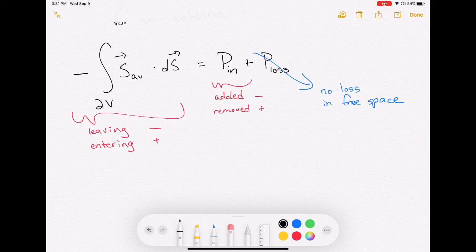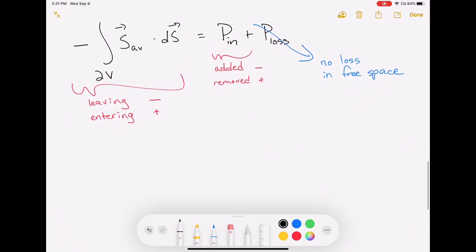So when we're writing down our sort of power budget equation for an antenna, we can just say that this integral of the time average Poynting vector over some volume that surrounds the antenna is equal to the power that is being input, the power that is being radiated by the antenna if there's no loss. That's all there is. So if we have P in plus P loss, that accounts for any power that gets lost in the materials of the antenna or anything like that.